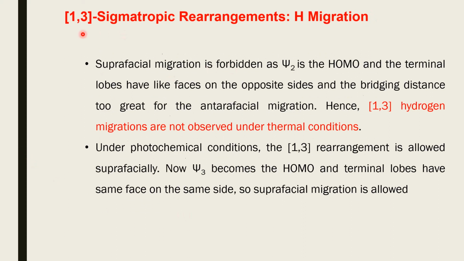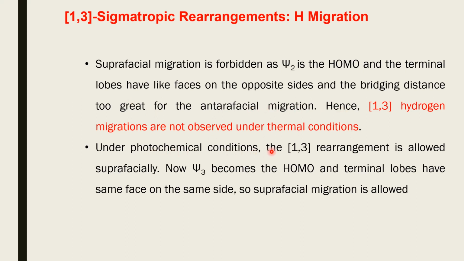Suprafacial migration is forbidden for 1,3 because when you imaginarily cleave it, your HOMO becomes the allylic anion and Psi2 is the HOMO for that. So the lobes will have like faces on opposite sides, and hence suprafacial is not allowed. And antarafacial, although symmetrically allowed, has too great a bridging distance and a lot of steric constraints.